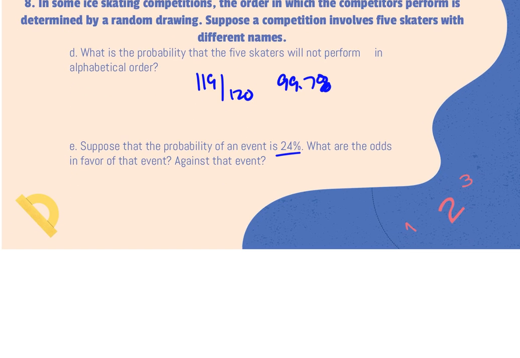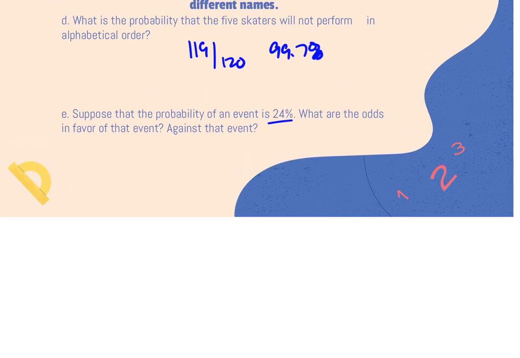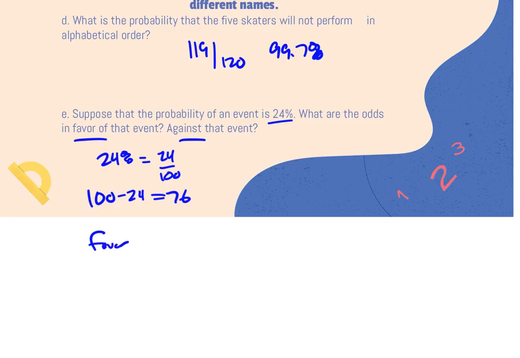So suppose we have the probability of an event. This has nothing to do with the problem above it. A 24% event, what are the odds in favor or against? Well, 24% is the same thing as 24 out of 100. 100 minus 24 is 76. So the odds in favor would be 24 to 76, or 6 to 19. The odds against are going to be 19 to 6, or 76 to 24.